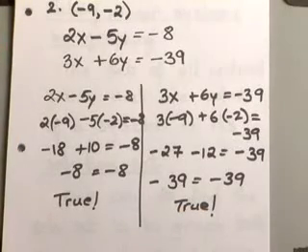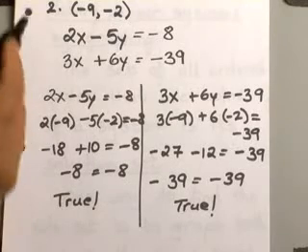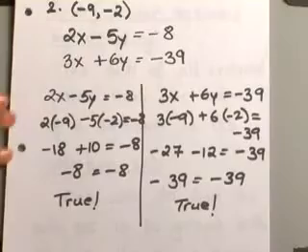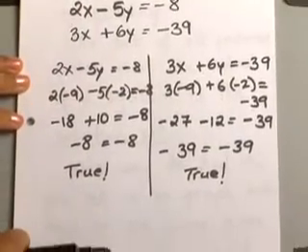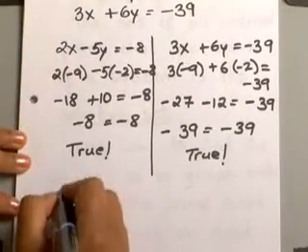And as you can see, when I use this ordered pair for both my equations, I end up with a true statement with each one of these, and now I can conclude that since it satisfies both my equations, it can be a solution to my system. Okay?